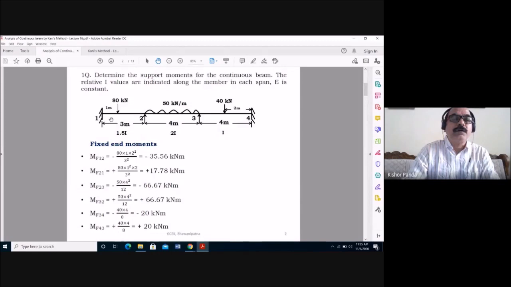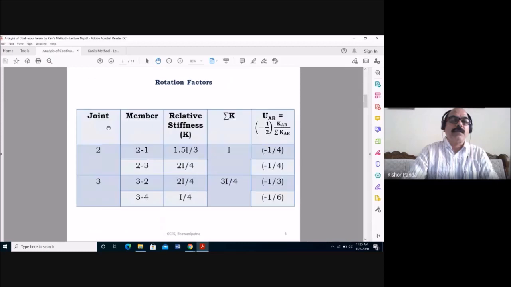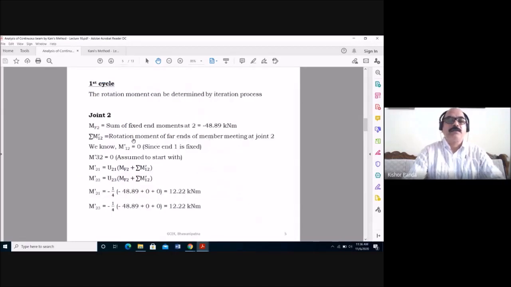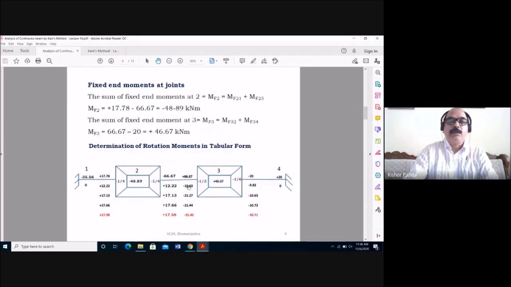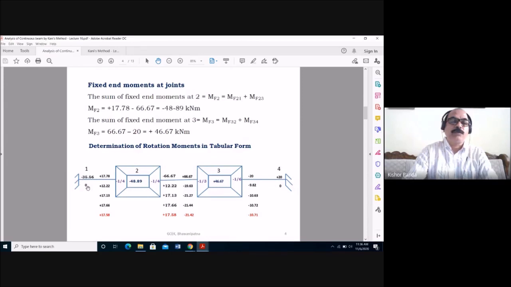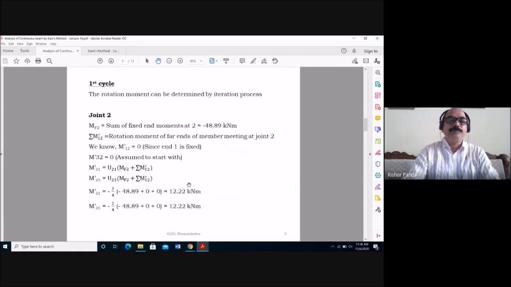So what is the rotational moment here? Here the rotational moment is 0. If the end is fixed, the rotational moment at the end is 0. And you don't know what the rotational moment 3, 2 is, because you have to take the sum of the rotational moment of the far ends of members meeting at joint 2. So you have to take this moment and this moment. But in the first cycle, you don't know the rotational moment of the far end M dash 3, 2. So you have to assume the rotational moment M dash 3, 2 is 0, and on this side you also assume the rotational moment is 0 in the first cycle.